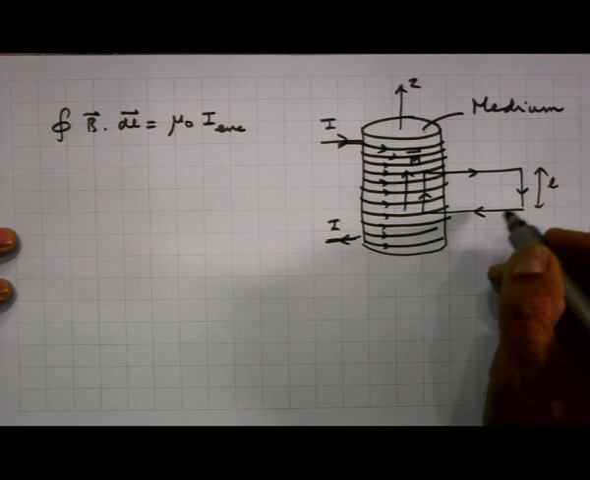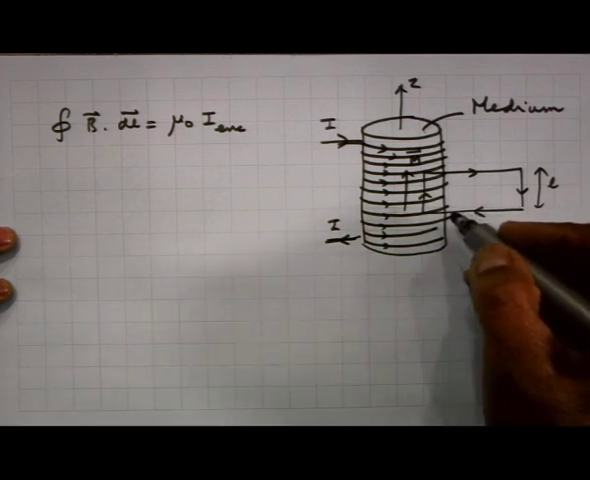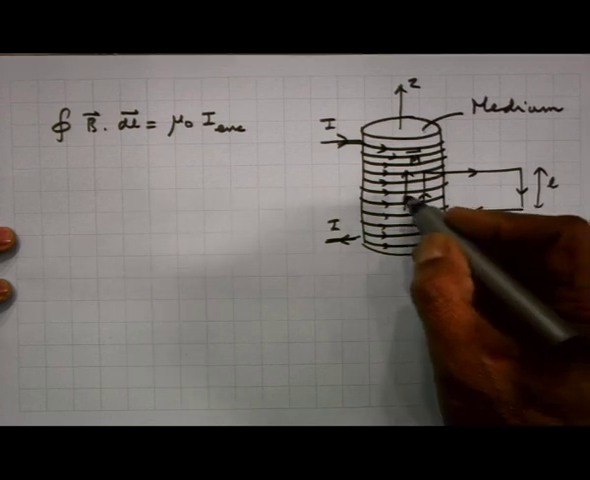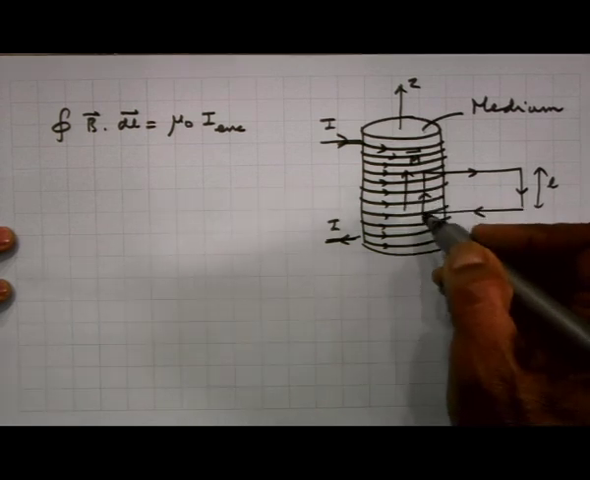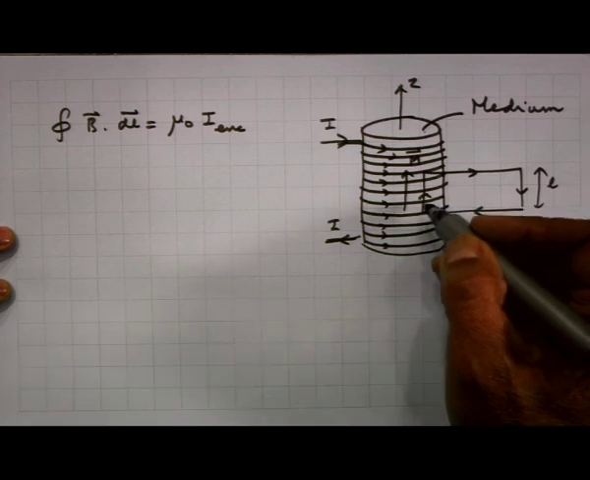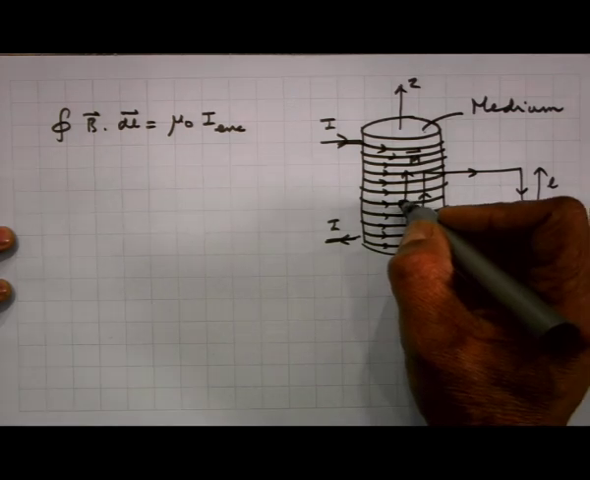Now, what is the current enclosed? Please note that there are two components to the current enclosed. One is the current that I am passing through the wire, which is I, and the other is the current which is represented by the magnetization itself. So, the magnetization is equivalent to a surface current.